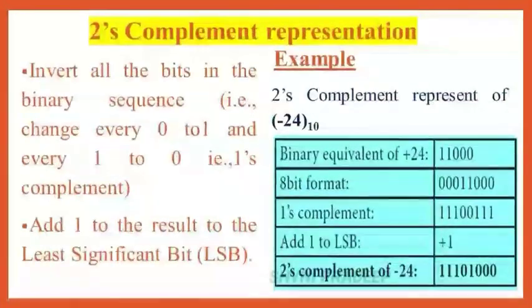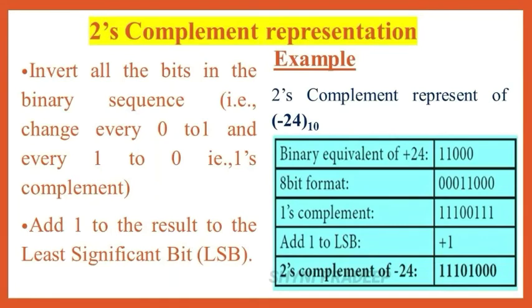Okay. And next is 2's complement representation. Here you have to invert all the bits in the binary sequence, which means change every 1 to 0, every 0 to 1, similar to 1's complement. Okay. And in the next step, add 1 to the result at the least significant bit. So here you have to convert that number into binary format, make it 8 bits, find the 1's complement, which means change every 1 to 0, every 0 to 1. After that, add 1 to the result at the least significant bit.